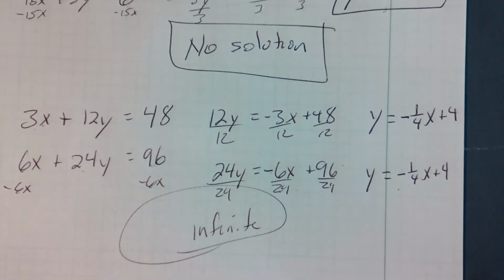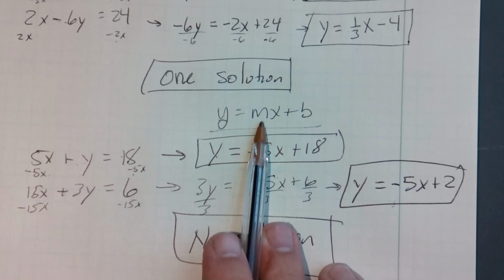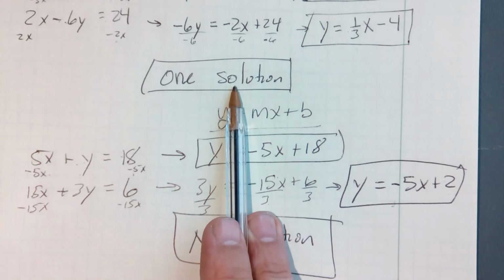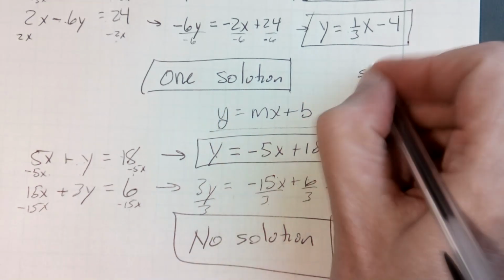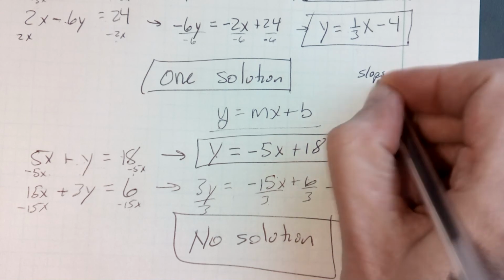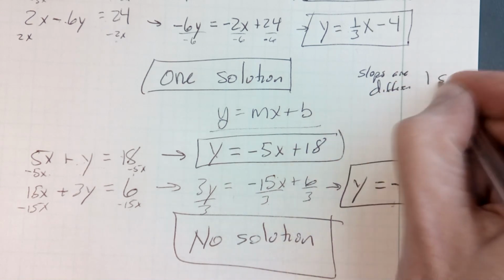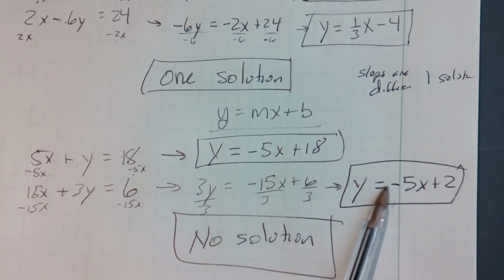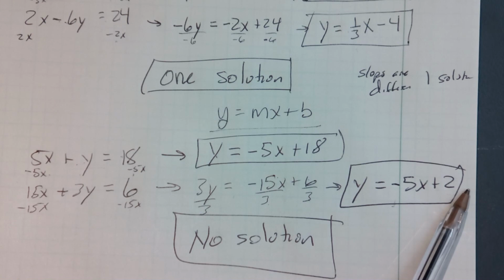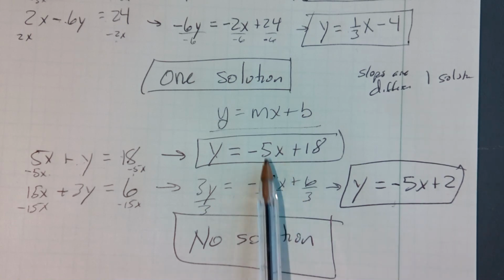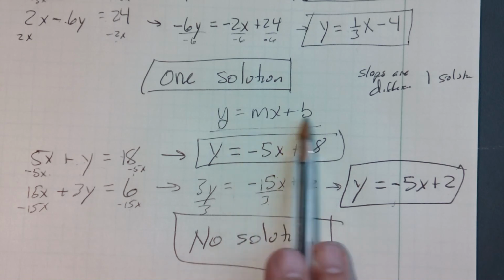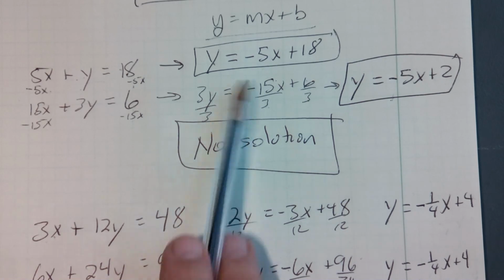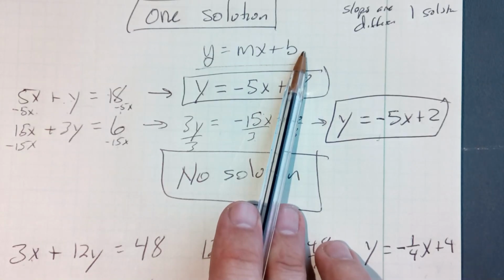So again, it's getting down to the slope-intercept form, y equals mx plus b. If the slopes are different, one solution. So write that down. If the slopes are different, one solution. If the slopes are the same, but the b value is different, then there's no solution. If the equations are completely the same, if both m and b are the same, then there are infinitely many solutions because it's the same equation.